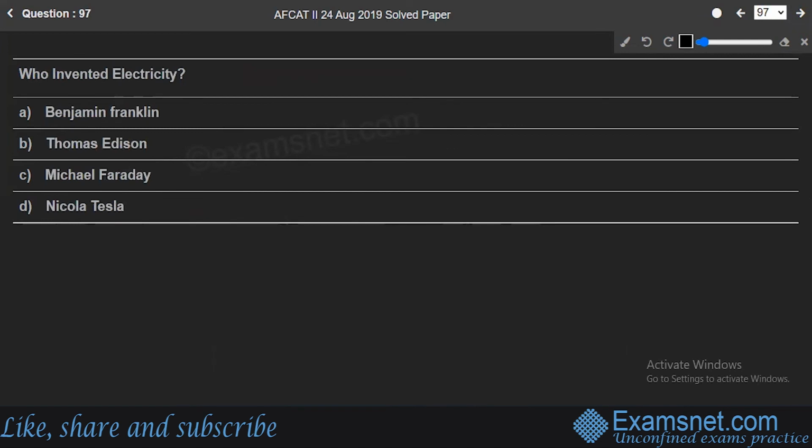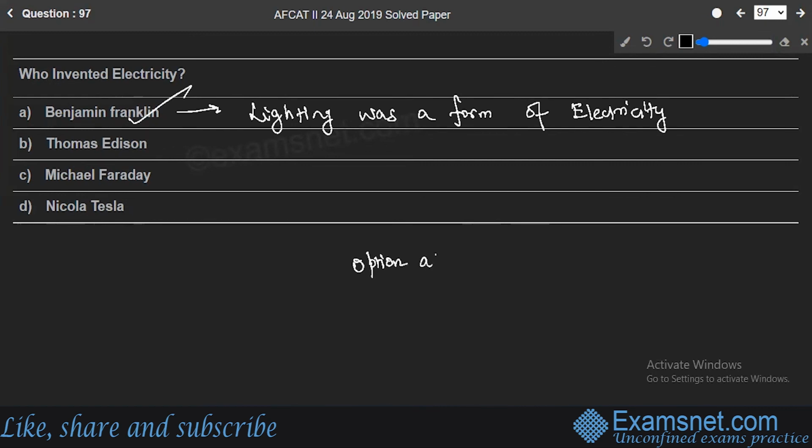Next, question number 97. Who invented electricity? Benjamin Franklin, Thomas Edison, Michael Faraday, or Nikola Tesla? See, Benjamin Franklin is the one who is credited with electricity. He was the one to prove that lightning was a form of electricity. So you can see option A is the correct answer to the question.